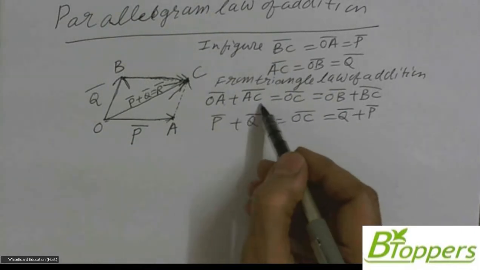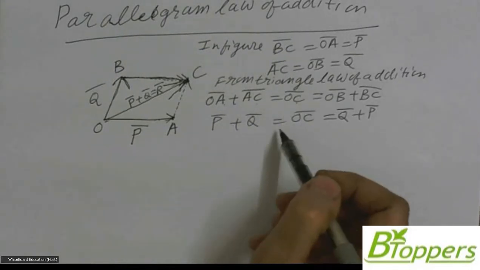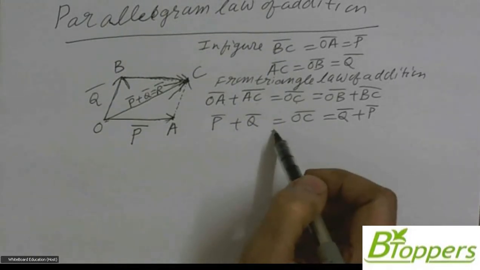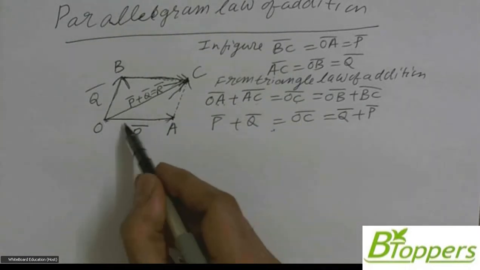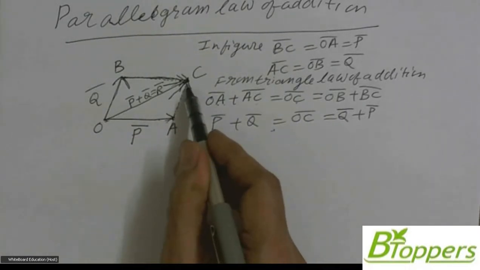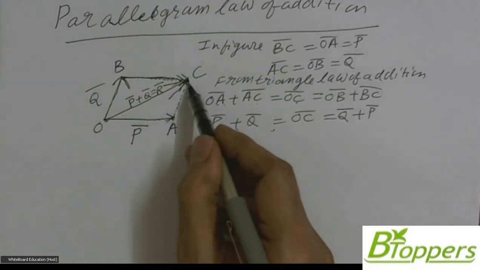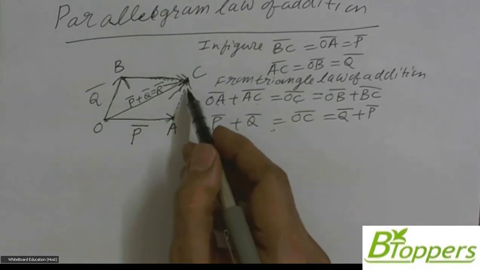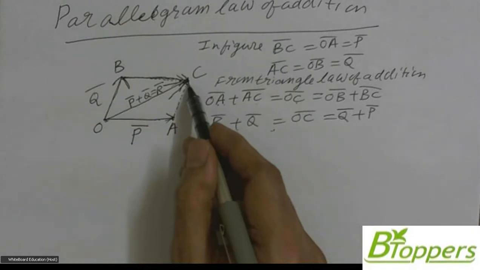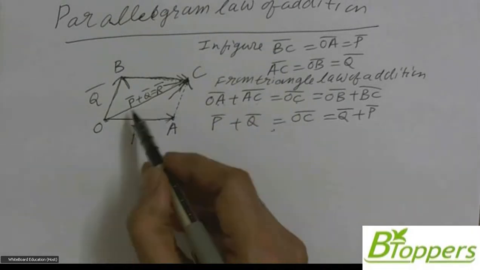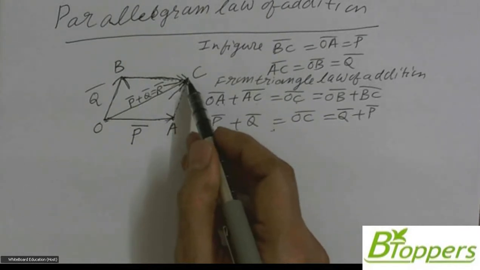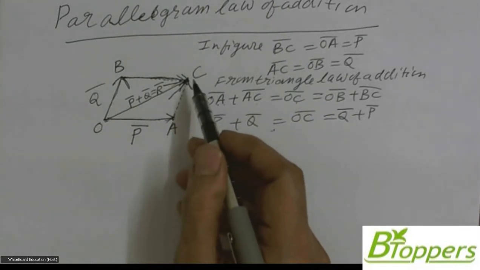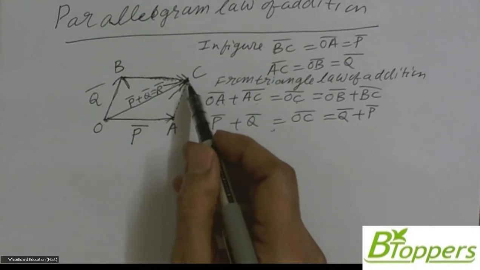So the first equation, we call the triangle law of addition of vectors. The next equation you can call the parallelogram law of addition of vectors. According to the first equation, if two vectors OA bar and AC bar are represented graphically by two sides of the triangle taken in the same order, the vector represented along the third side of the triangle represents the vector sum or resultant, both in magnitude and direction.